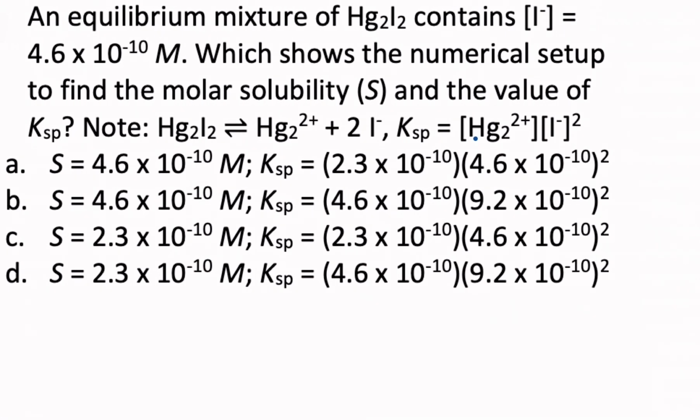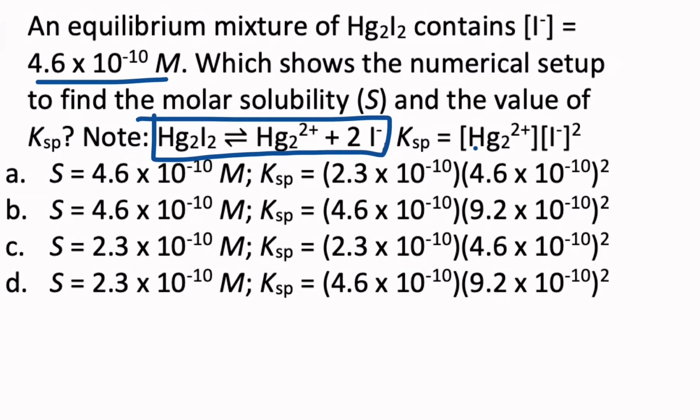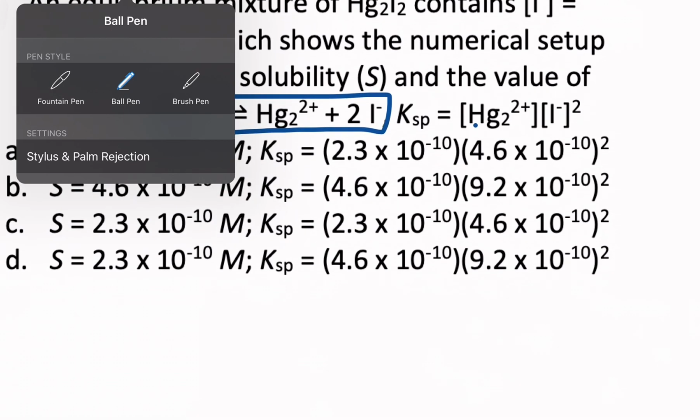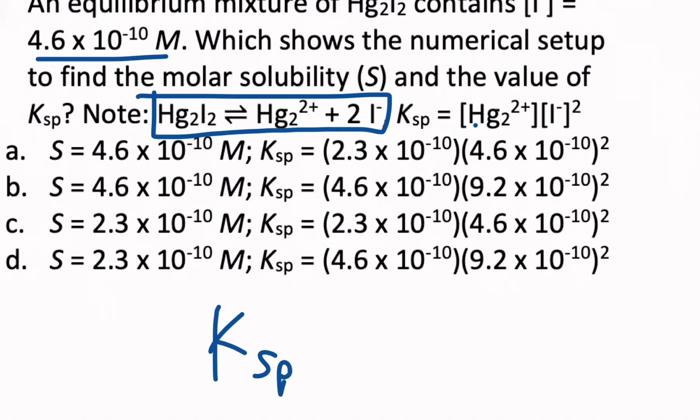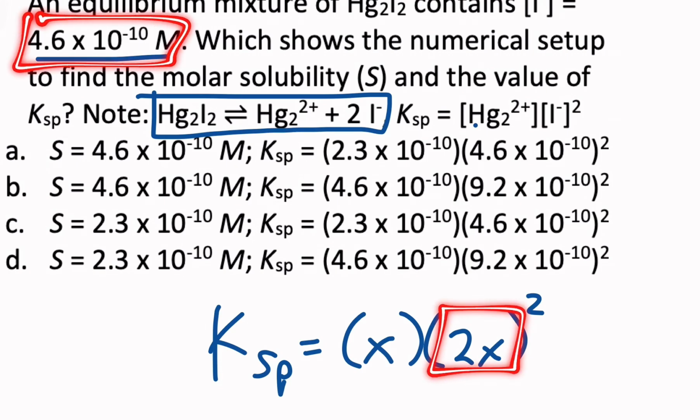It's another KSP question, this time about mercury(I) iodide becoming mercury(I) and 2 iodides. They tell us that the solubility or the concentration of iodide is 4.6 × 10^-10. They want to know the KSP and the molar solubility. Well, the molar solubility is sort of the X value. It's going to be KSP is equal to, there's 1 mercury and 2 iodides, so X times (2X) squared. We actually know what 2X is. It's this 4.6 × 10^-10.